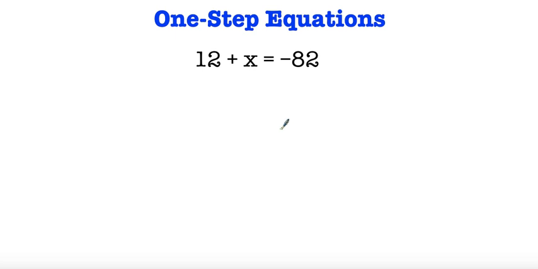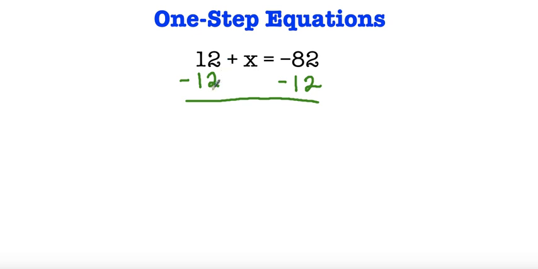So here in our next problem, we have 12 plus x is equal to negative 82. So now our goal here is to isolate our x, so we're going to leave this value alone. And instead, we're going to get rid of this positive 12. Now, even though there's no sign in front of it, we know that it's positive. So in order to get rid of it, we're going to have to take away 12 on both sides. So we're going to subtract 12 here. And whatever we do on one side of the equation, we have to do on the other side. So we're going to take away 12 on the right side as well.